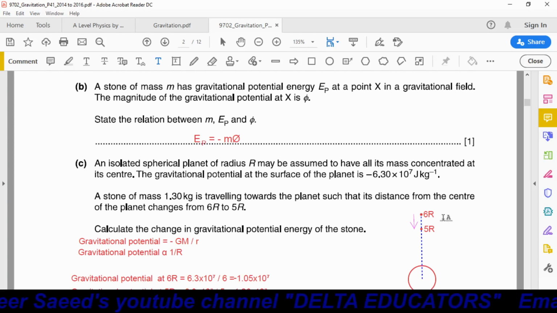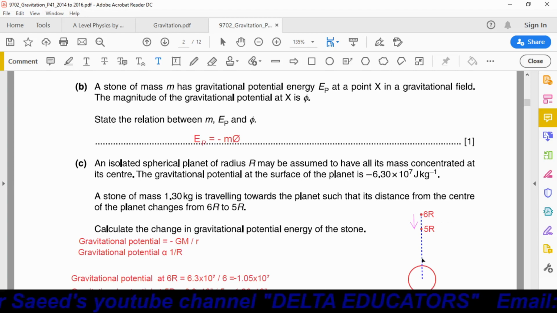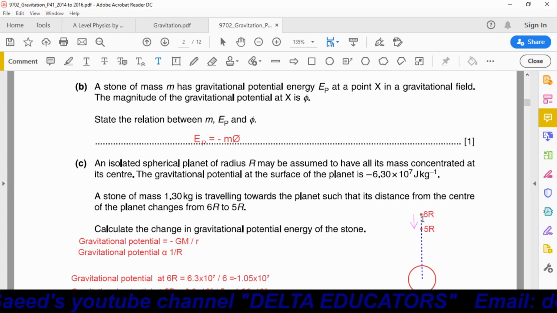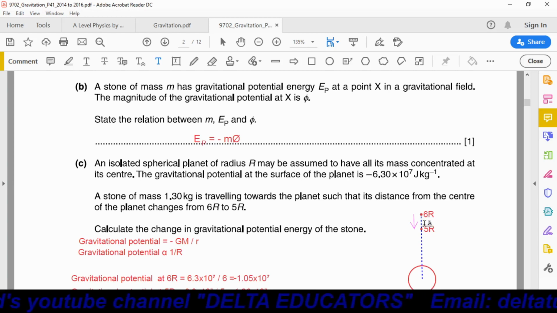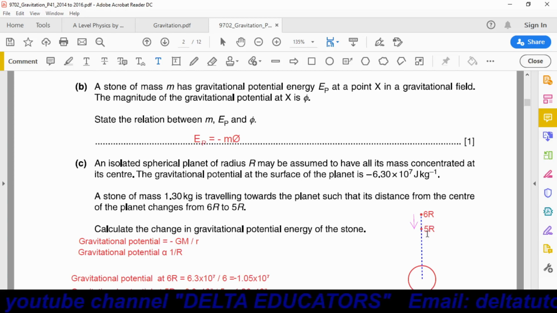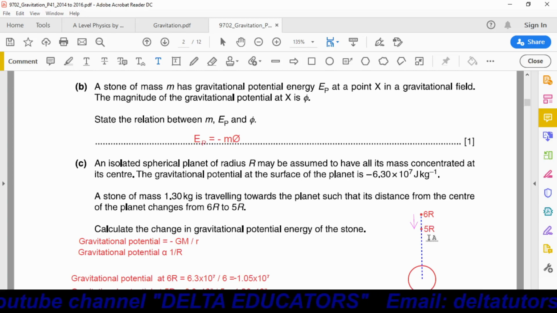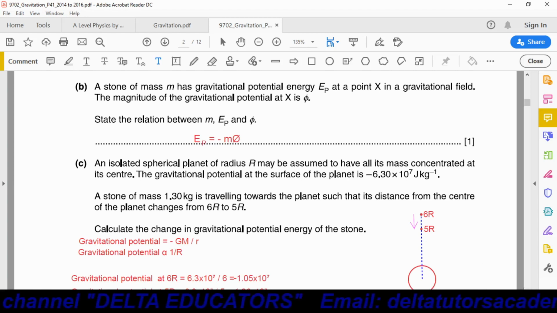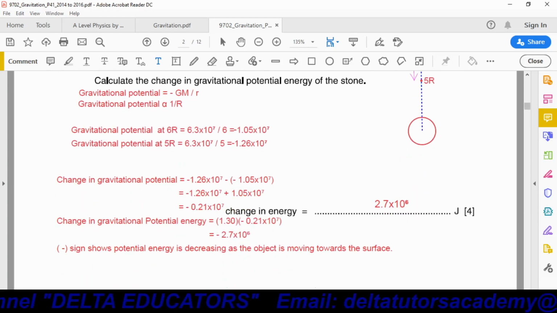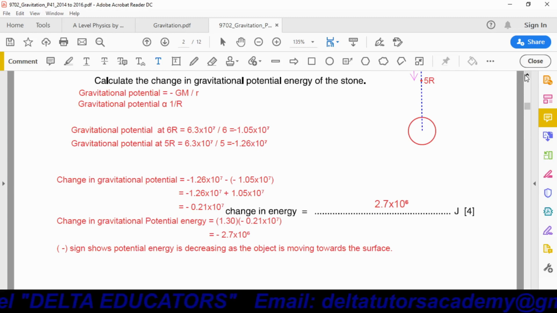Here is one stone that is moving toward the surface of the planet. When it is at a distance of 6r, we have to calculate its gravitational potential, and when it is at 5r, we have to calculate its gravitational potential, and by subtracting, we get the change in gravitational potential and gravitational potential energy.